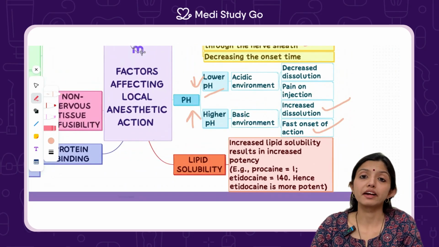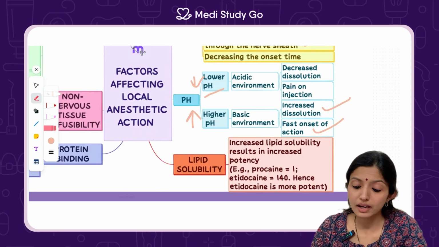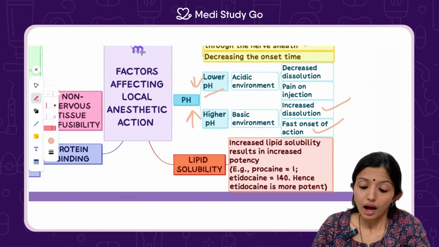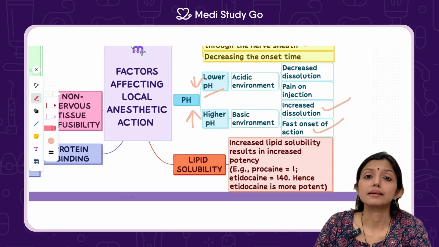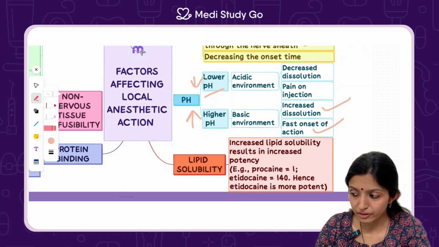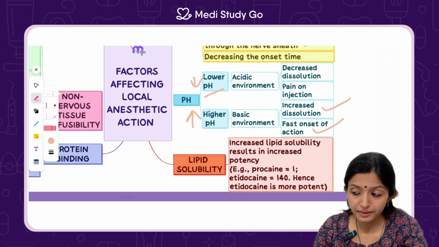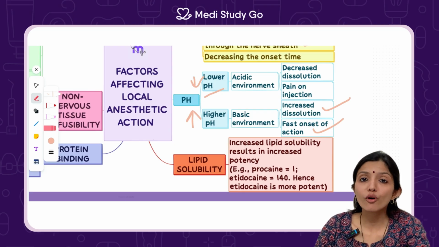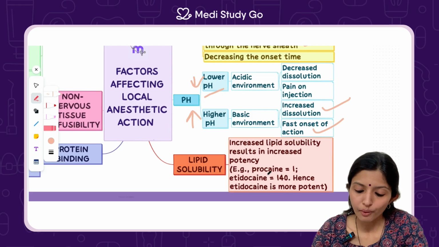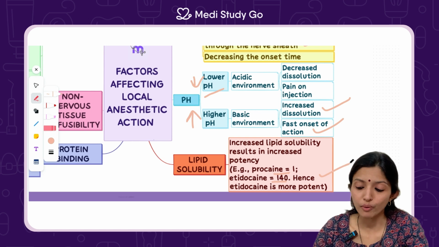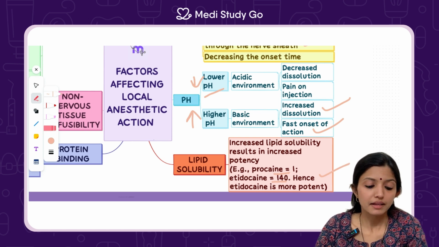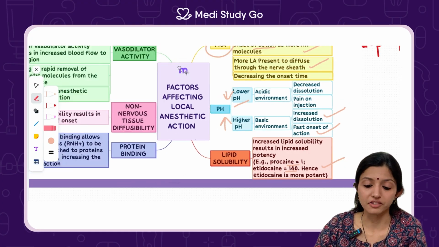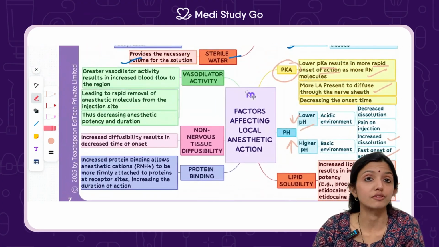The next factor affecting your local anesthetic is your lipid solubility. Increased lipid solubility means the local anesthetic is more lipophilic, it will have faster solubility, and it will have more potency. When you see, procaine has a lipid solubility of 1 as compared to etidocaine. Hence, etidocaine is more potent because it will cross the lipid cellular membrane faster. It will bind to the lipid molecules faster, so it will have a faster onset of action.